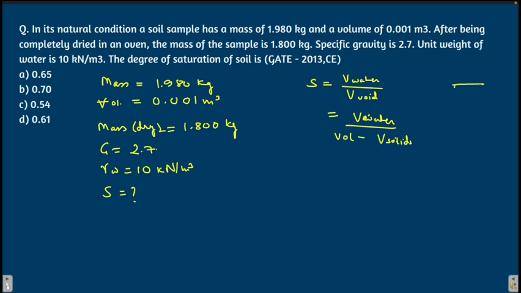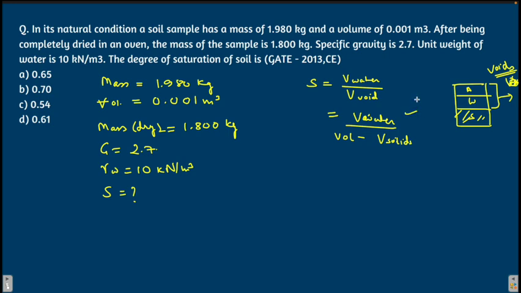I'll try to explain this here. The soil is composed of three things: air, water and solids. This is air, this is water, and this is solids. So these two things, air plus water, will give you nothing but voids. So if you subtract solids from the total volume, you will get the volume of voids. It might be filled with air or it might be filled with water only. Now our task is to find the volume of water.